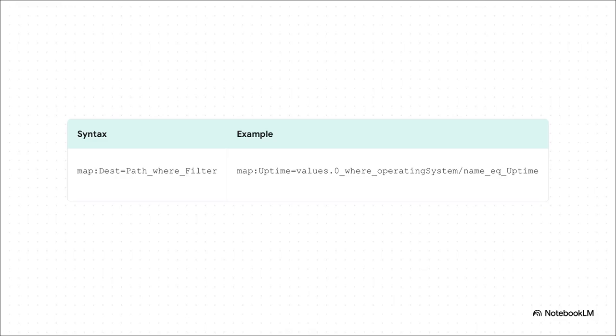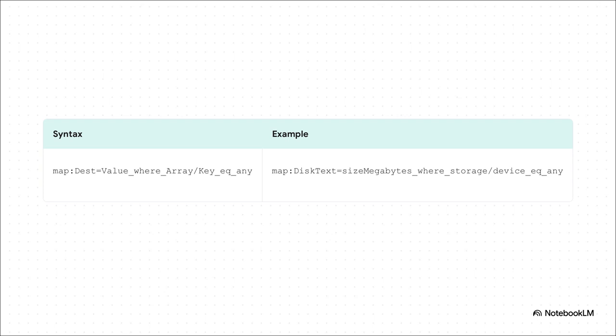Okay, our first technique helps us pinpoint a specific value from inside an array. This example, map uptime equals values.0 where operating system/name equals uptime, might look a little cryptic, so let's just translate it. It's telling OnLink, I want you to map a value to my uptime attribute. To find it, look through the source data for an object where the operating system/name is equal to uptime. Once you find that specific object, grab the value from its values.0 field.